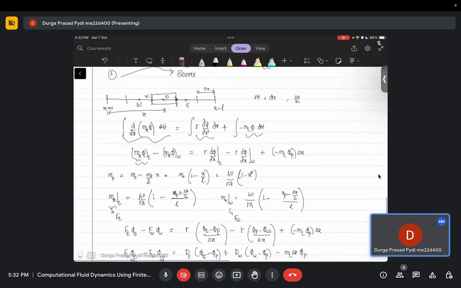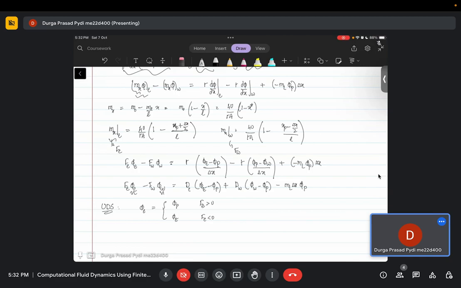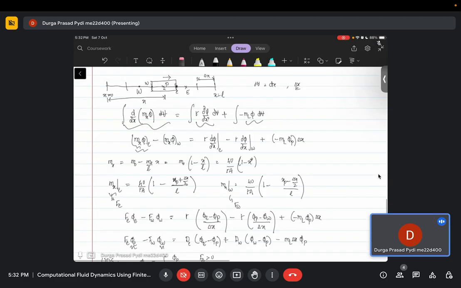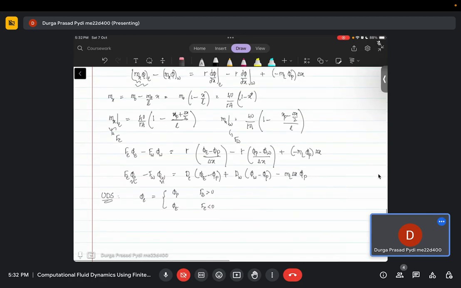On the east face, like we have discussed, if the flow is positive, then you would be taking the value of phi p. If the flow is in the negative direction, then you should be taking the value of phi east. So this will be phi p if my flow is positive, otherwise it will be phi east. So in our scenario, dmx by dx or ml is essentially positive. So this mx here, this particular term, will always be positive.